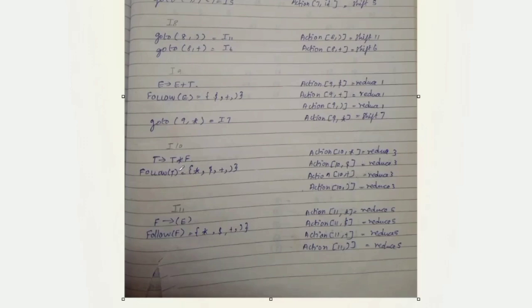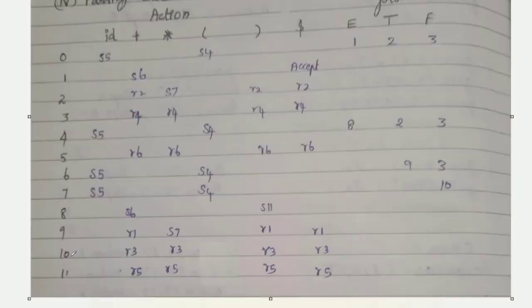Write the table entries: action of item number 10 star reduce 3, then action of $10 reduce 3, action of 10 plus reduce 3, action of 10 close bracket reduce 3. In the given parsing table, 10 plus, 10 star, 10 close bracket, $10 are going to be reduce 3.